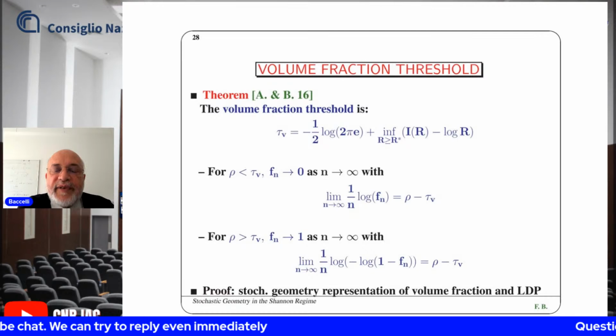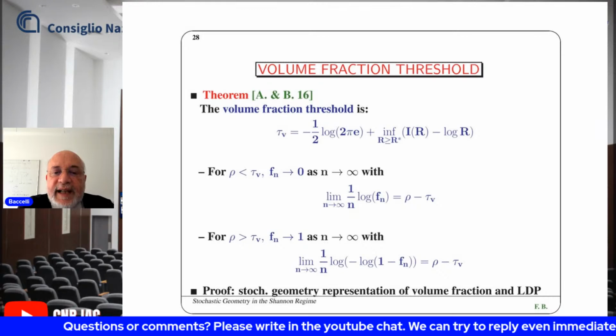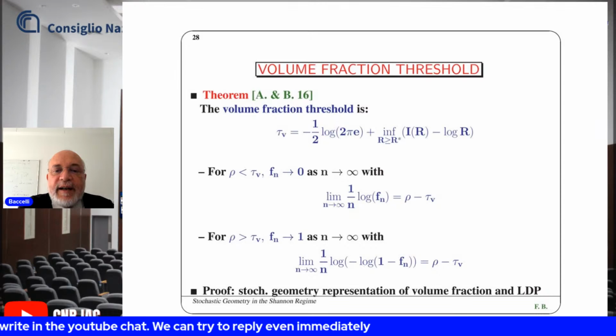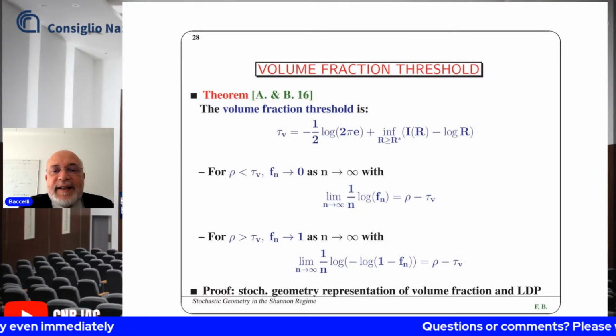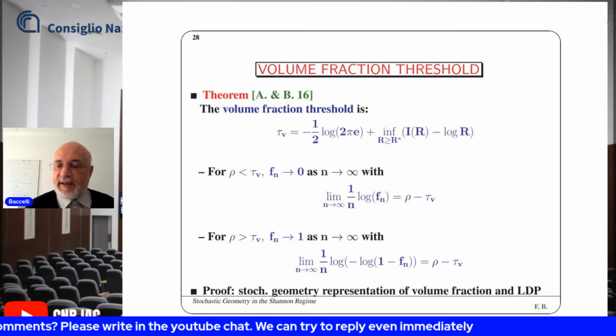The first one below is of the same shape, and the one above is slightly more complex, but one knows exactly how you behave close to the threshold. And so one uses this stochastic geometry representation of volume fraction and the large deviation principle to get this type of results.